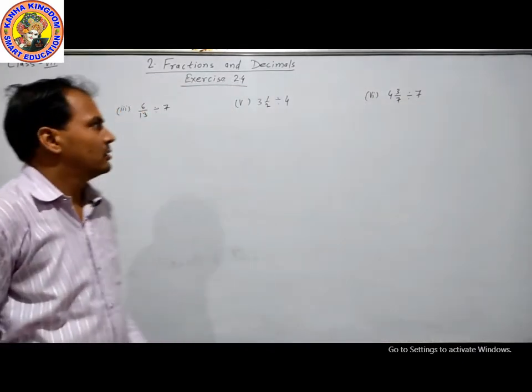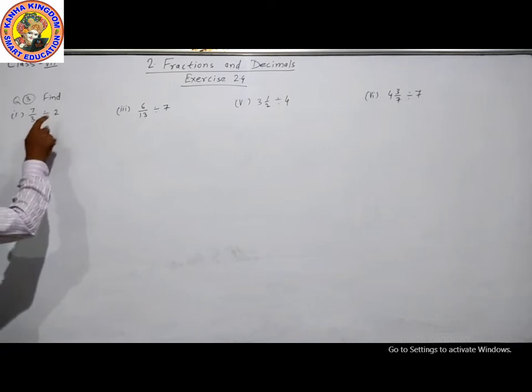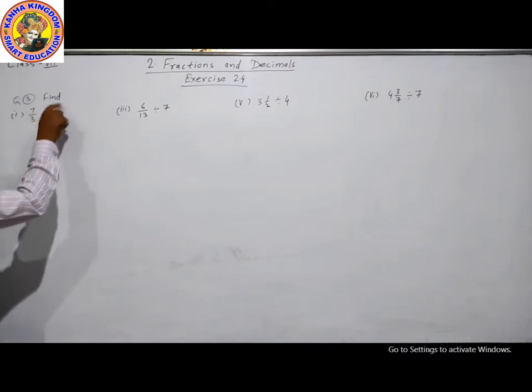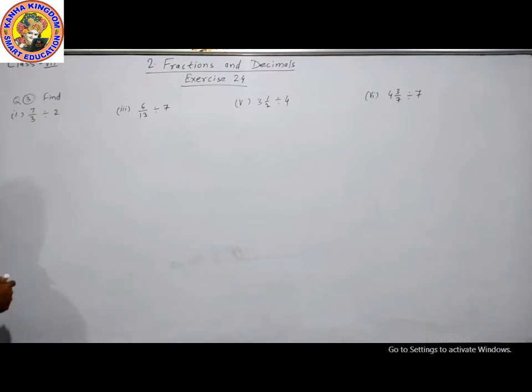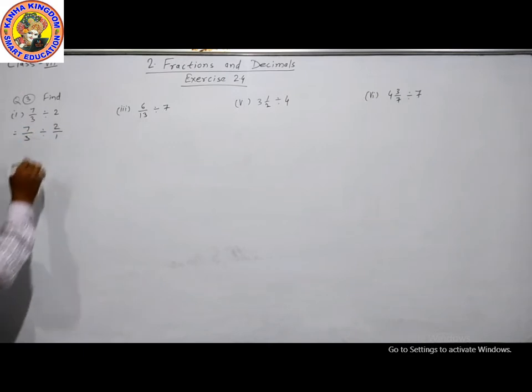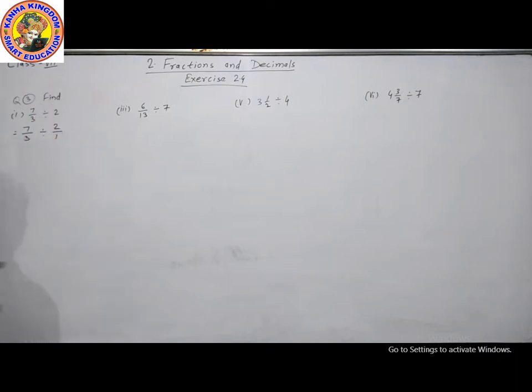So students, our next question is question number 3. Find the answer. The first question is 7 by 3 divided by 2. This is a fraction number in division, so we will change it into multiplication and find the reciprocal of the second digit. 2 is a whole number, we can write it as 2 by 1.